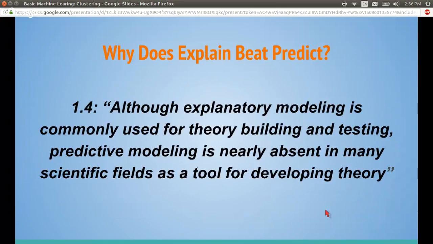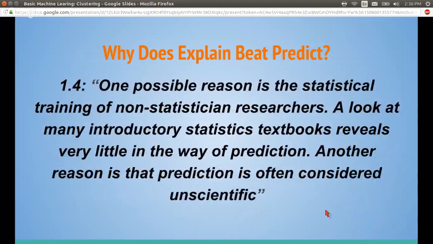He talks about explanatory modeling being used for theory building and testing. Predictive modeling is nearly absent in many scientific fields as a tool for developing theory. And I think he's going to make some people mad here. He says one reason is the statistical training of non-statistician researchers. I've studied a lot of statistics, and he's right. You don't see this distinction made.